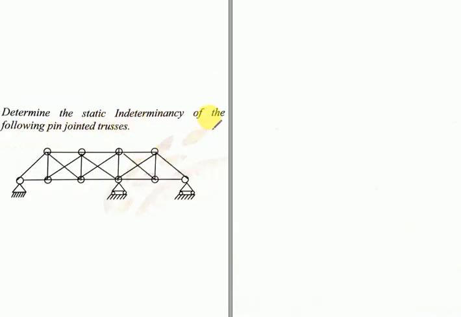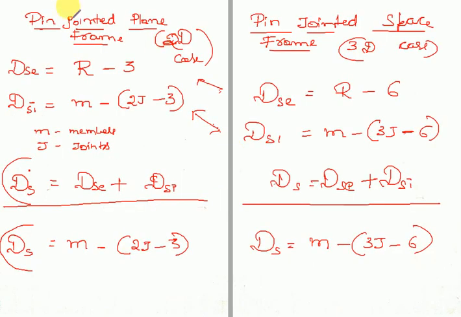Determine the static indeterminacy of the following pin jointed trusses. First step, you need to confirm whether the given structure is a pin jointed truss or a rigid jointed plane frame. The given thing here is a pin jointed truss, so you need to go for the truss formula. You need to follow this formula in this condition. Please make a note of this.